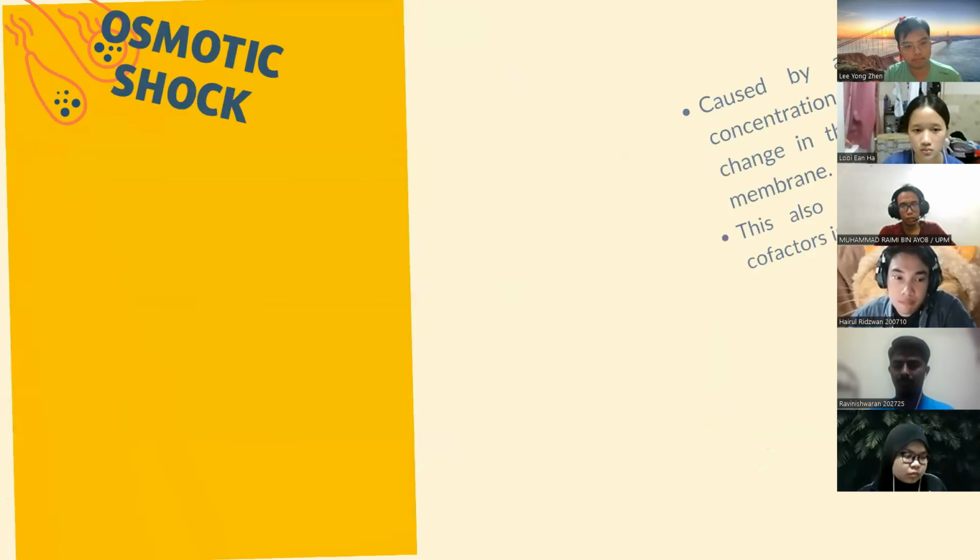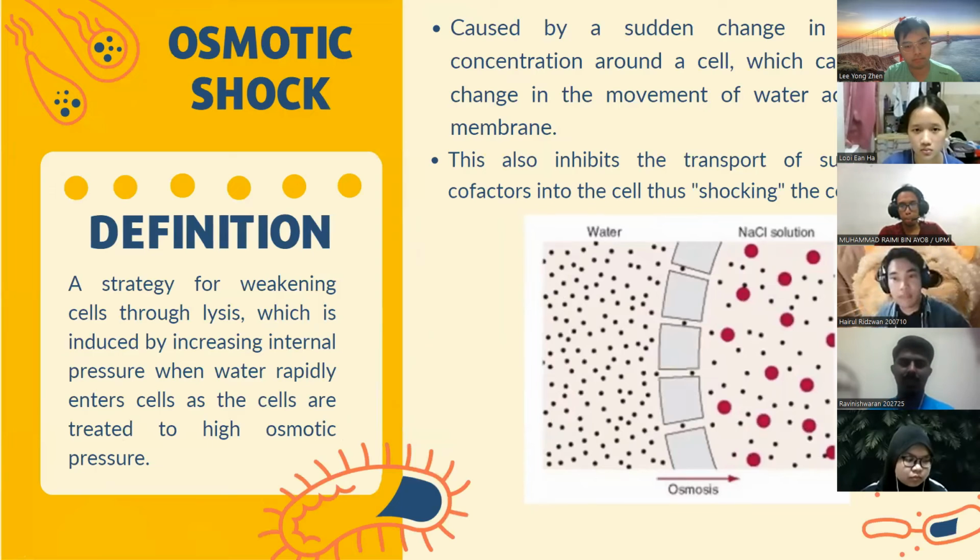Okay, thanks, Hairul. Now I'll present the last method, which is osmotic shock. The definition of osmotic shock is a strategy for weakening cells through lysis, which is induced by increasing internal pressure when water rapidly enters cells as the cells are treated to high osmotic pressure. This is caused by a sudden change in the solute concentration around a cell, which causes a rapid change in the movement of water across its cell membrane. This also inhibits the transport of substrates and cofactors into the cell, thus shocking the cell.